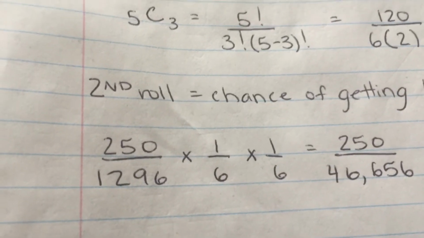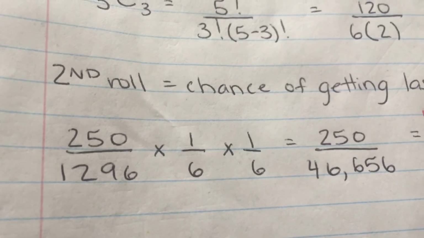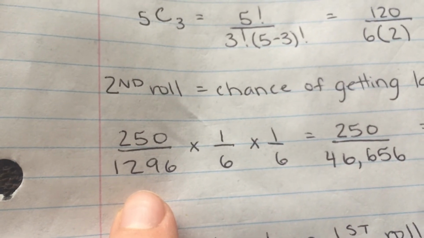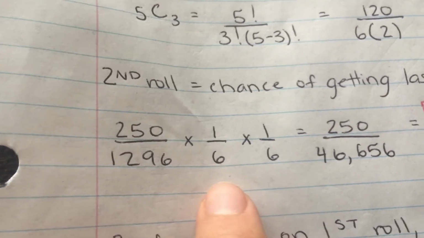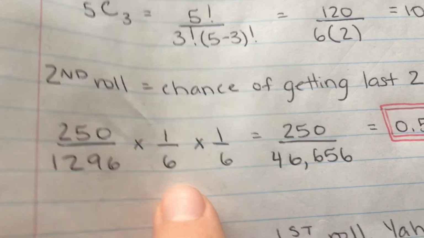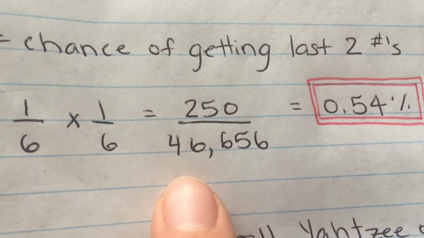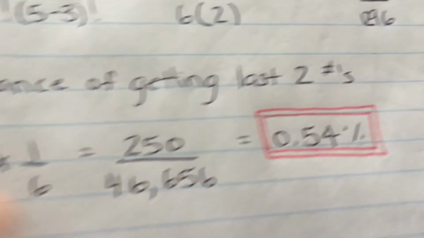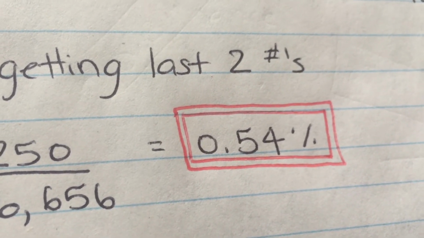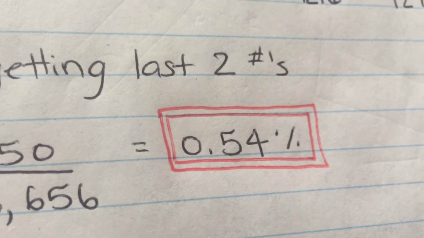But you have a second roll again. So the second roll, this is finding your chance of getting the last 2 numbers you need. So again, you're going to take your probability of 3 of a kind. You're going to times it by 1/6 times 1/6, your last 2 dice, the chances of getting the same number as your 3 of a kind, which gives you 250 over 46,656, or a 0.54% chance of rolling a Yahtzee on the second roll, with the first roll being a 3 of a kind. So your odds are getting better.